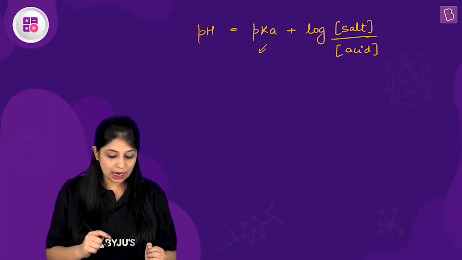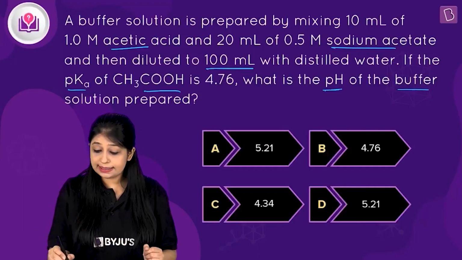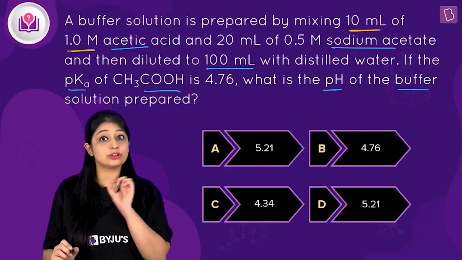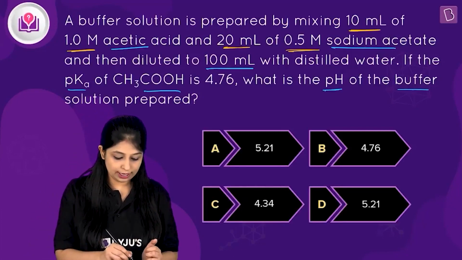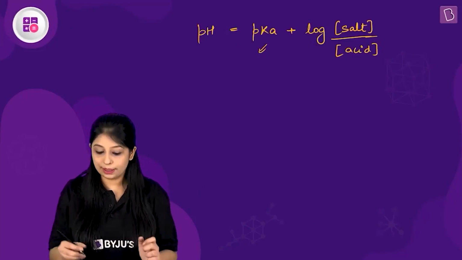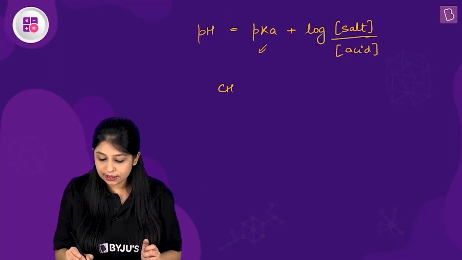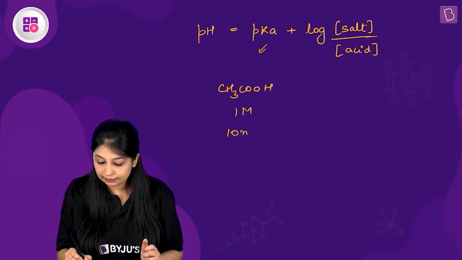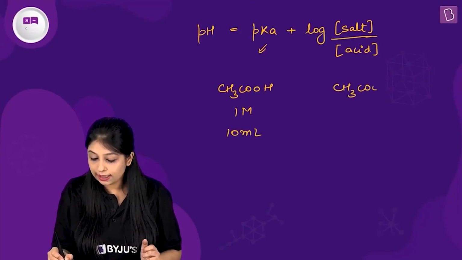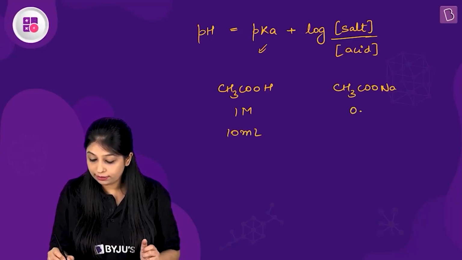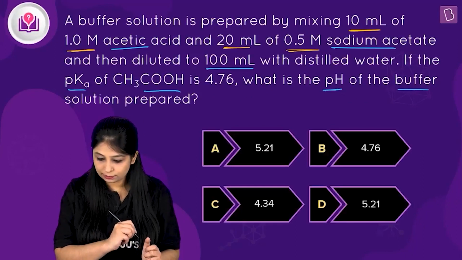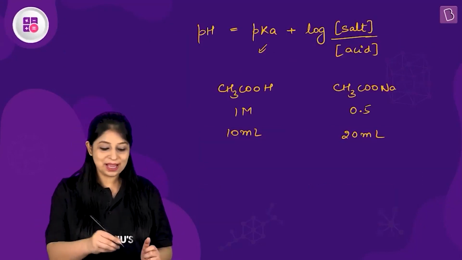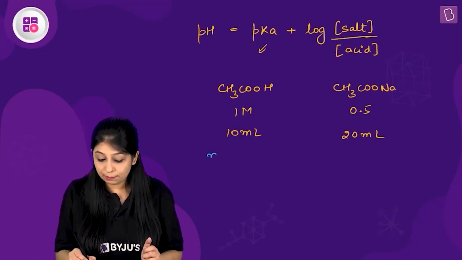For acetic acid, we have been given 10 ml of 1 molar solution of acetic acid, and 20 ml of 0.5 molar solution of sodium acetate. Let's see what the concentration would be. Let me write it here. CH3COOH is 1 molar and 10 ml, and CH3COONa is 0.5 molar and 20 ml. Let me just cross check once. I've not made any mistake. Okay, so what would be the number of millimoles?